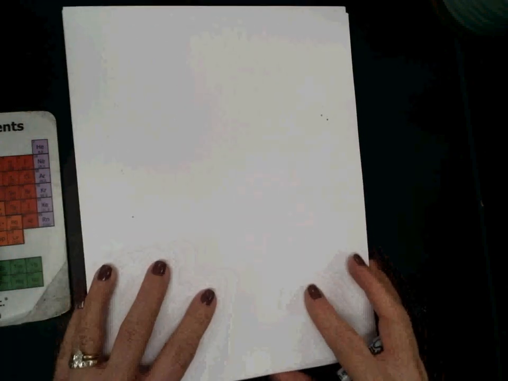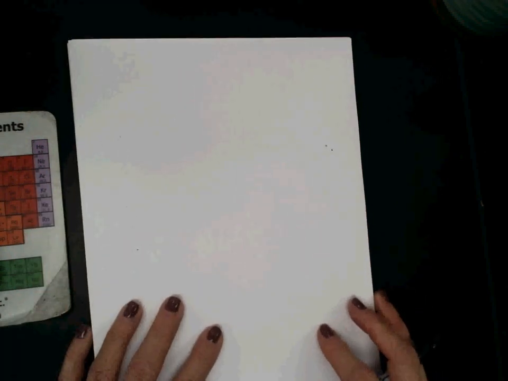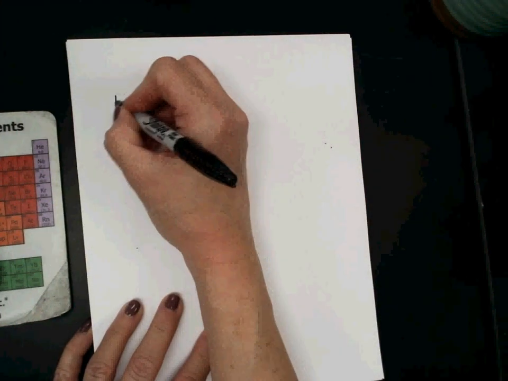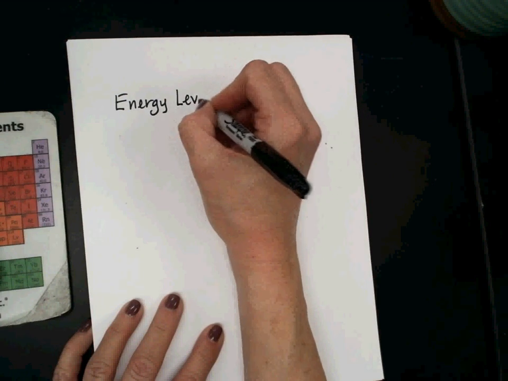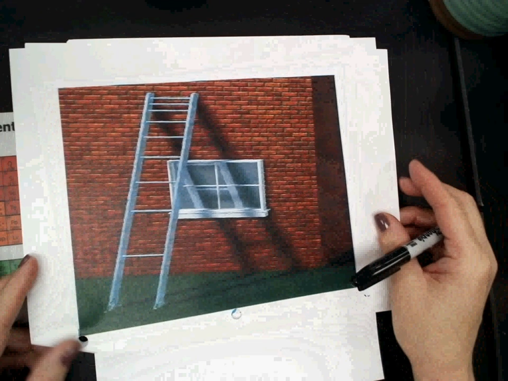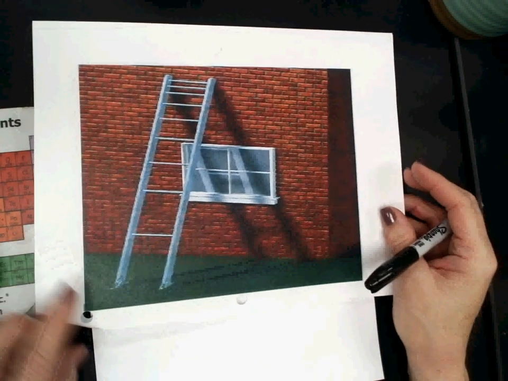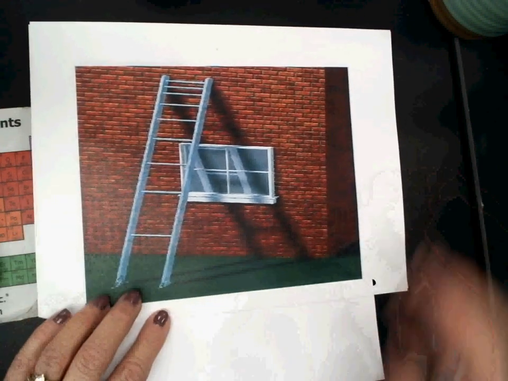Okay, so now I want to talk very specifically about the energy levels. We'll continue with that. I want you to pull up that handout that I had you get when you came in. I'm going to have you write some things down. I want you to find this page that has the ladder on it, because it's a pretty good example of what we're going to talk about.